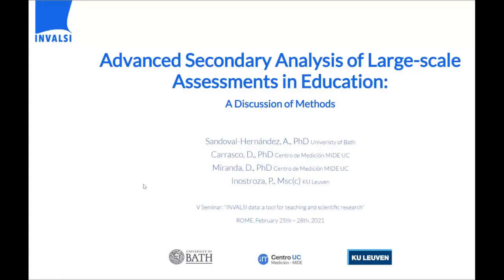Okay. So as you already know, this workshop is called Advanced Secondary Analysis of Large-Scale Assessments in Education, and we are going to have a discussion of methods. The people who are going to be telling you about these methods are myself, Andrés Sandoval, Diego Carrasco, and Daniel Miranda from Centro de Medición at the Catholic University of Chile, and Pamela Inostroza, who is at KU Leuven.